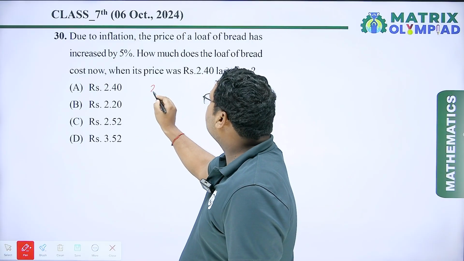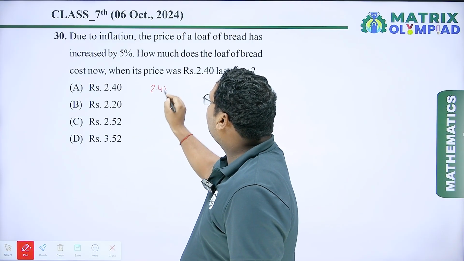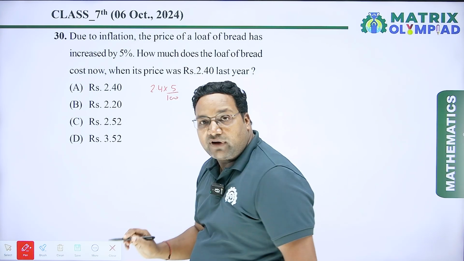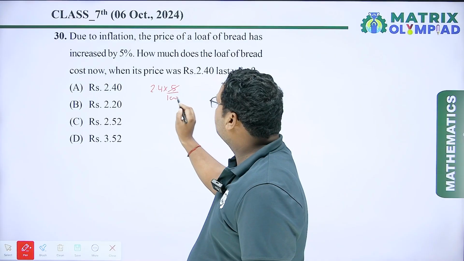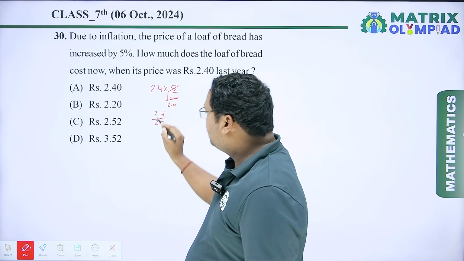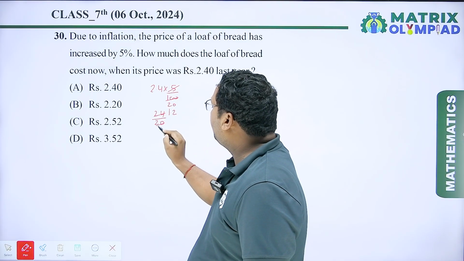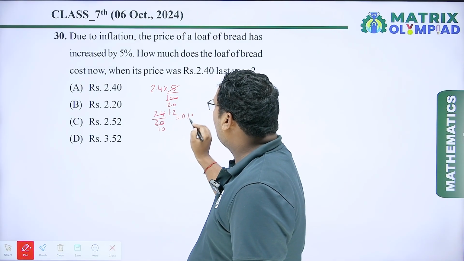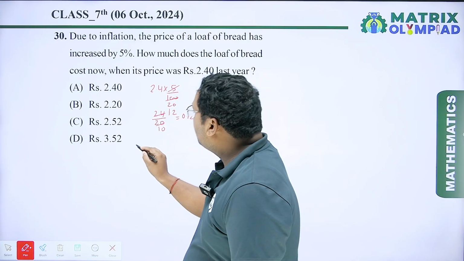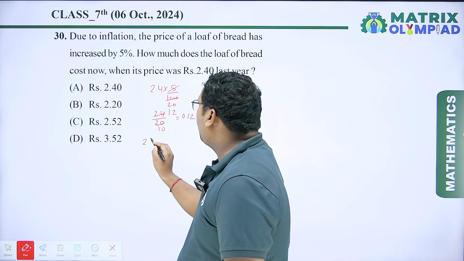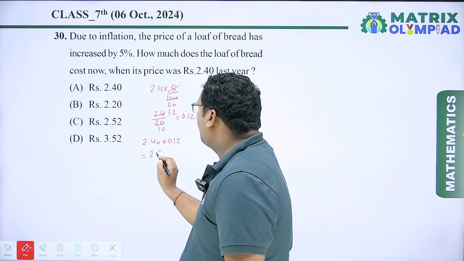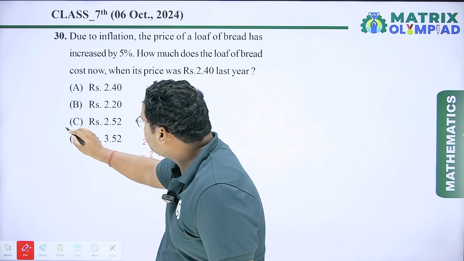So last year's price is 2.4 and 5% is increased. So let's calculate 5% of 2.4. So it is 2.4 into 5 by 100. So this term is cancelled out. So it is 2.4 upon 20. These two terms are cancelled out. It is 1.2 upon 10. So this is 0.12. 5% of 2.40 is 0.12. So the new cost price is 2.40 plus 0.12, that is equal to 2.52. So correct option is C.